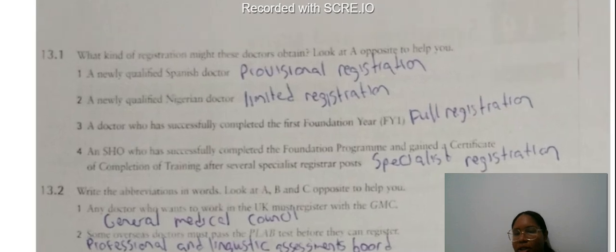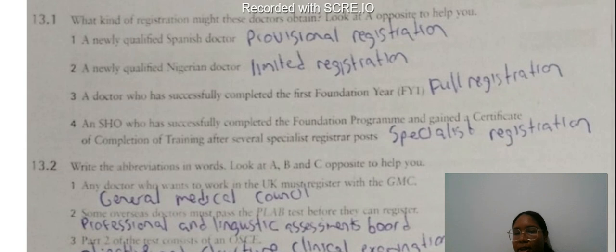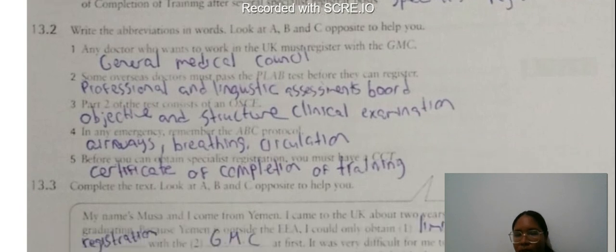What kind of registration might these doctors obtain? A newly qualified Spanish doctor: provisional registration. A newly qualified Nigerian doctor: limited registration. A doctor who has successfully completed the first foundation year: full registration. An SHO who has successfully completed the foundation program and gained a certificate of completion of training after several specially registered posts: specialist registration. Write the abbreviation in words.